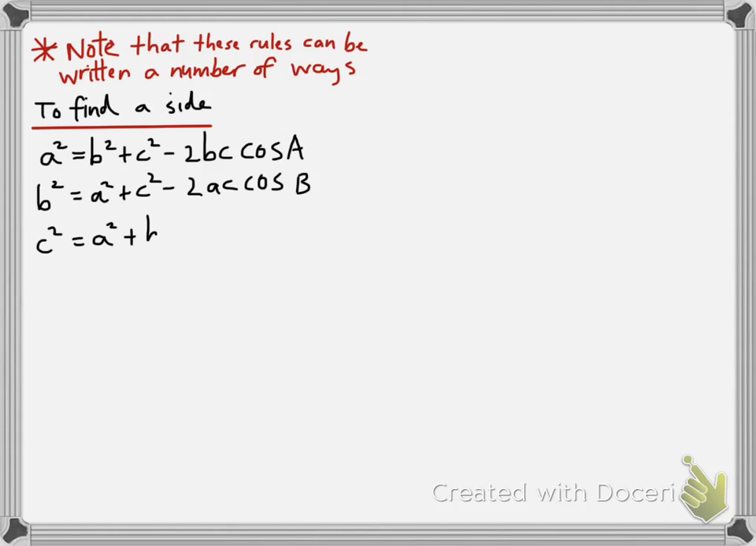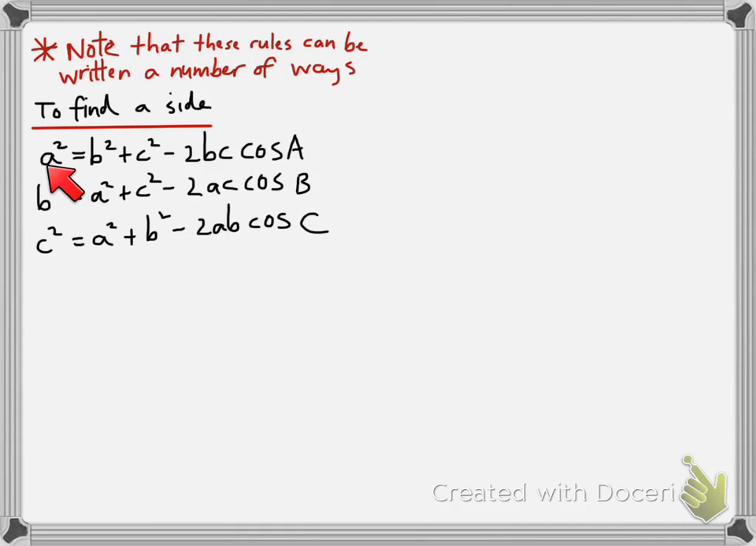If you look at these rules here, they all have something in common. Whatever side I want to find, I finish with the cos of its angle. So if I wanted to find side B, I finish with the cos of its angle. If I want to find side C, I finish with the cos of its angle.